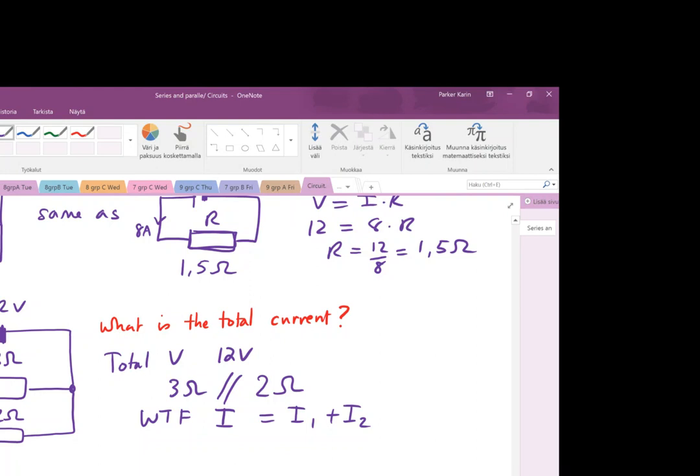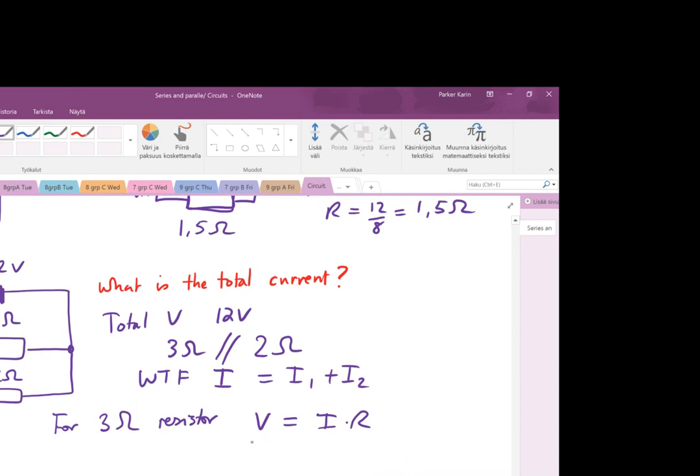Okay, so for the 3 ohm resistor, we have Ohm's law, V equals IR, write it down, impress the person who's marking it. We have 12 volts, it's the same because it's from the battery. You can put the units in, you don't have to. So I1 times R. So I1 is equal to 12 over 3, which is equal to 4 amps.